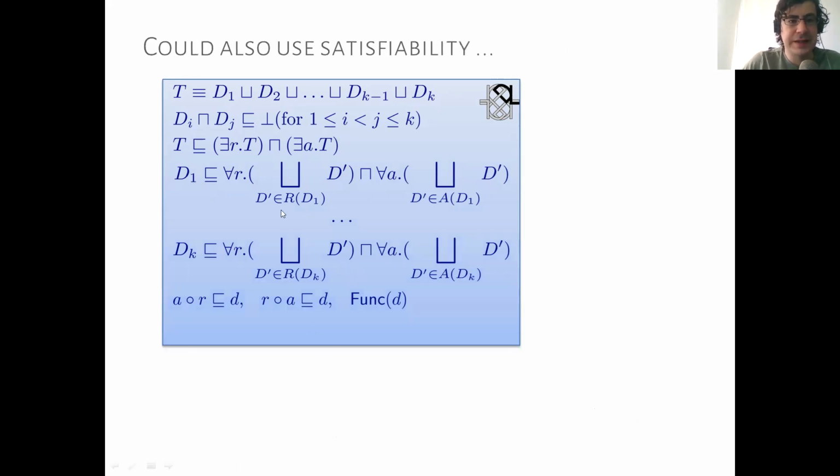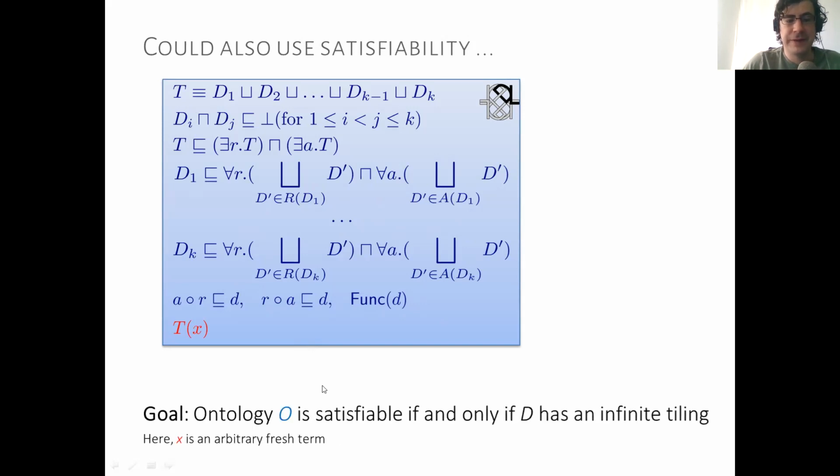We could also use satisfiability, where we take all of our definitions and then we just invent an instance of a tile. We say X is of type T, right? And then we ask, is this satisfiable? Is this ontology consistent or not? If this ontology is satisfiable, we can have a model, then there exists an infinite tiling. And again, X can be any term. We can just invent something here and say, okay, X is a tile. And then we ask, is this consistent?